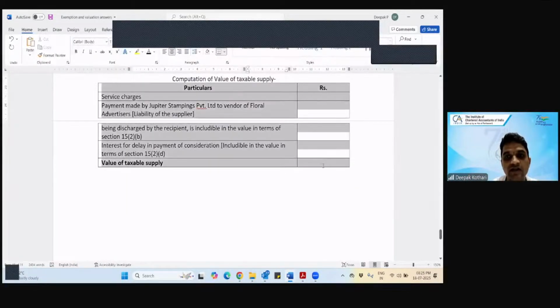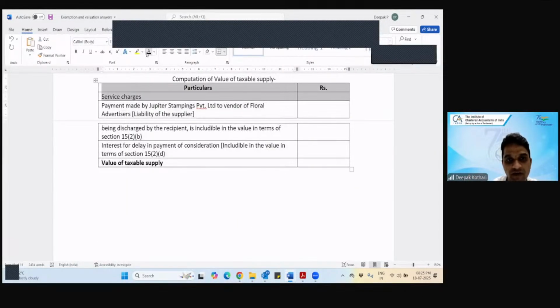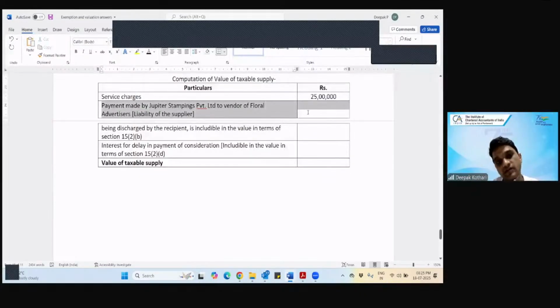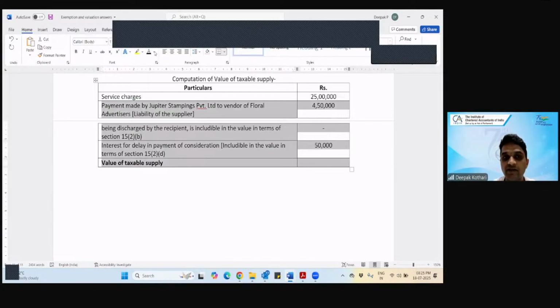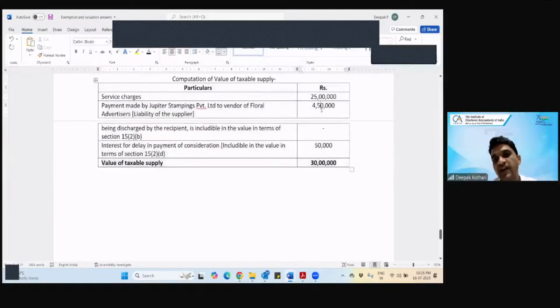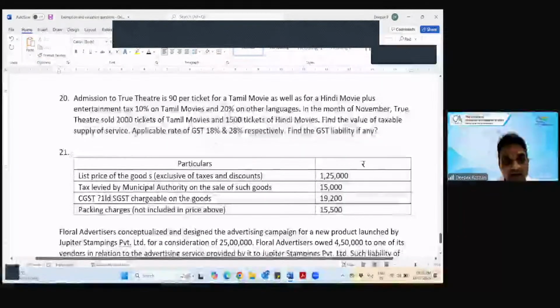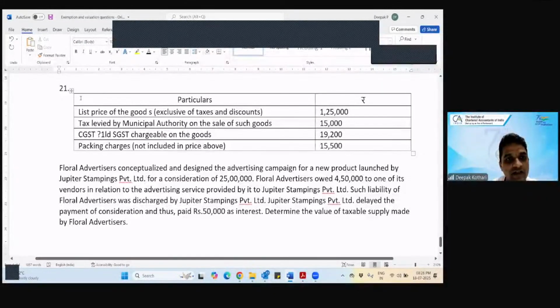What is the service charges? The service charges 25 lakh rupees. Payment made by Jupiter Stampings to the vendor. So any liability of the supplier which is met by the receiver, that has to be added. So we will add that. And then interest for delay. Since they have actually paid it, we have to include that also. So the value of the taxable supply is very simple. 25 lakhs plus 450 plus 50,000, 30 lakh rupees. So this table is not relevant for this.